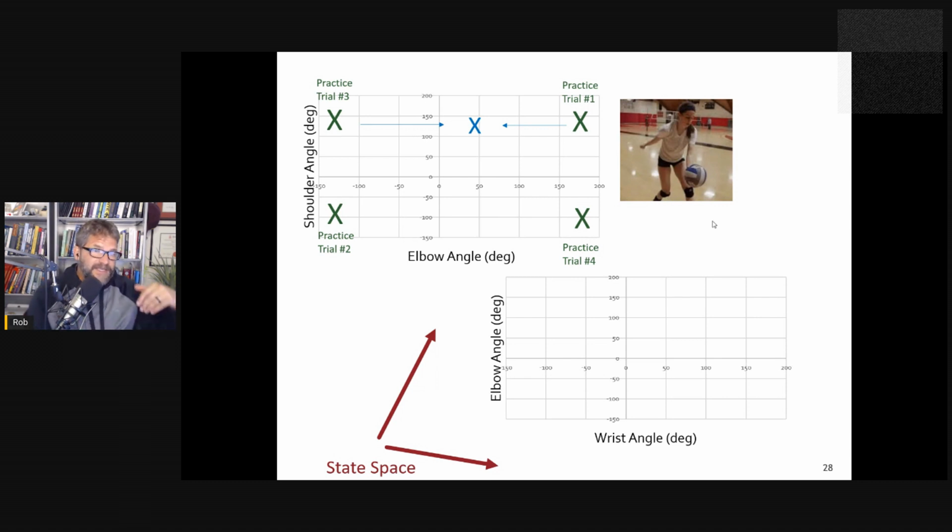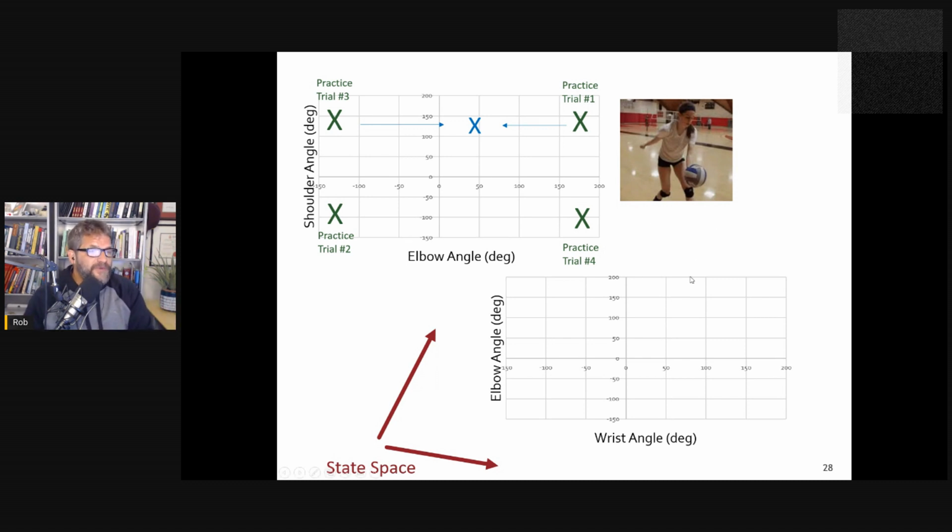We can represent this kind of solution you came up with in what's called state space. We plot one joint against another. If I plotted your shoulder angle and elbow angle on one graph, and your elbow angle and wrist angle on another, where you fall in that space. The degrees of freedom problem is where do you go in that space?